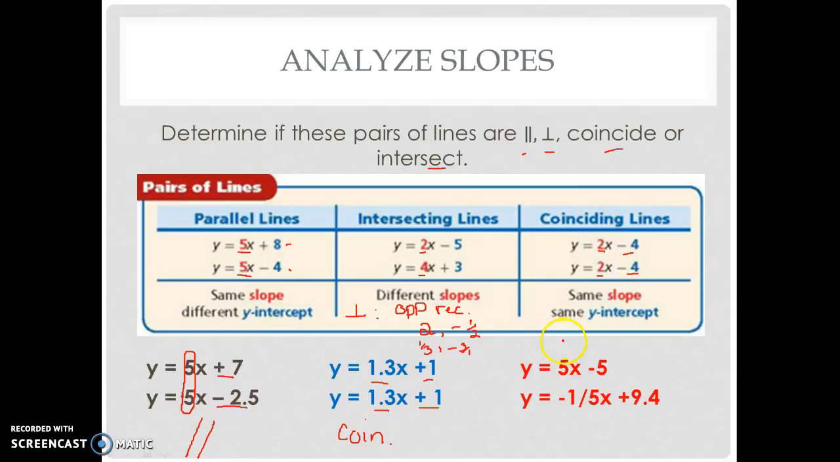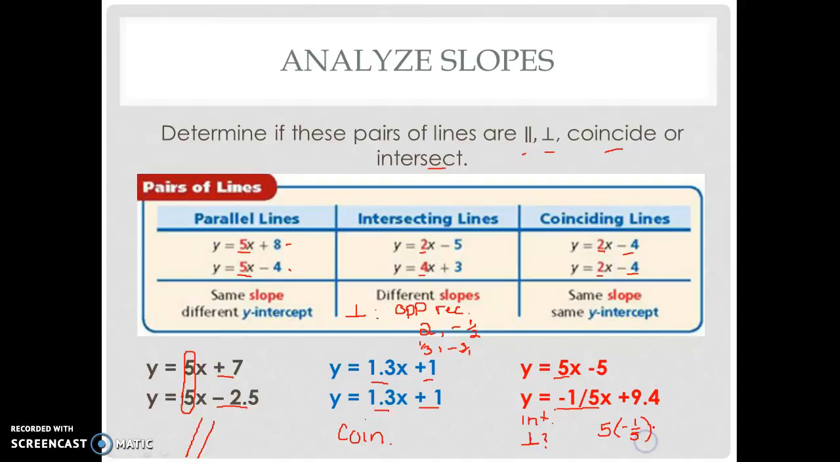Looking at our third example here, first thing we're going to look at is our slopes. So 5 and negative 1/5. First of all, these are different, so we know that these are intersecting lines. But a follow-up question could be, are they perpendicular? A quick check, if you can't tell by looking at them if they are opposite reciprocals, is to multiply the values together. So 5 times negative 1/5.